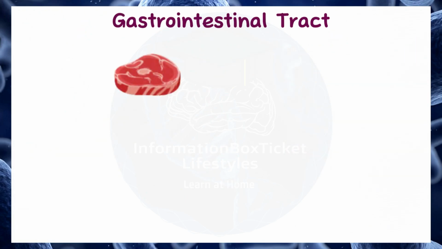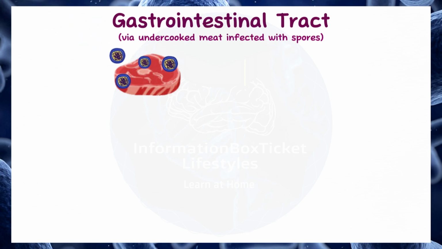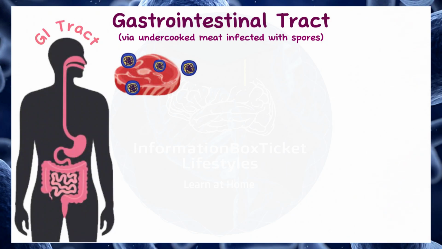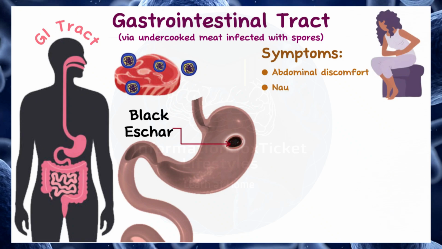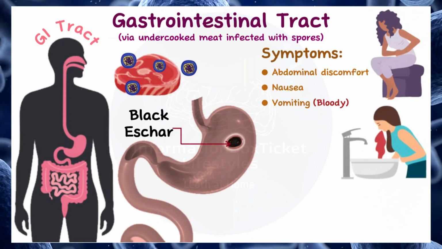Gastrointestinal anthrax arises when an individual consumes undercooked meat contaminated with anthrax spores. These spores can infect any part of the gastrointestinal tract, from the mouth to the rectum. Similar to the skin form, the spores can lead to the formation of black eschars in the GI tract. Symptoms typically include abdominal pain, nausea, and vomiting, often with blood, along with diarrhea or bloody diarrhea.